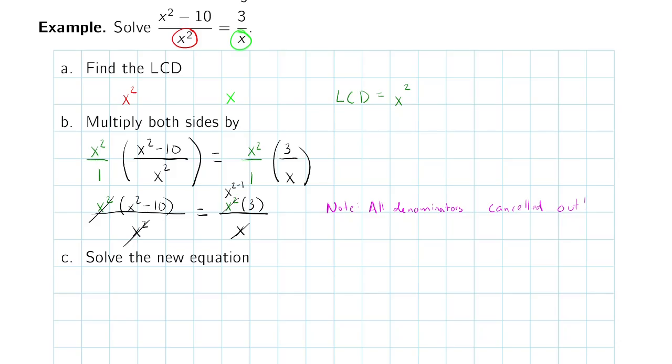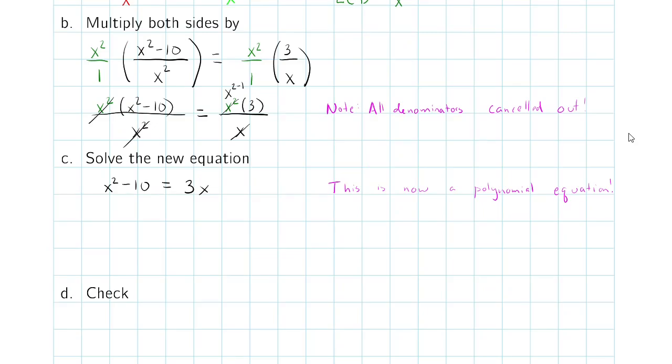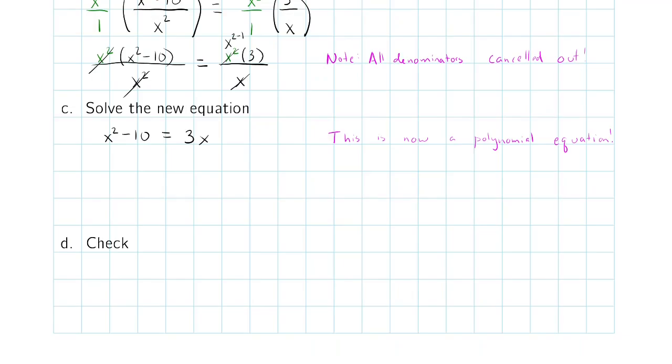So this gives me the equation: x squared minus 10 on the left. On the right, x times 3 is 3x. Right? This is no longer a rational equation. Now that I've cleared the denominators, I have a polynomial equation, which I know how to solve. So I have a polynomial equation of degree more than 1. Right? I've got an x squared in there.